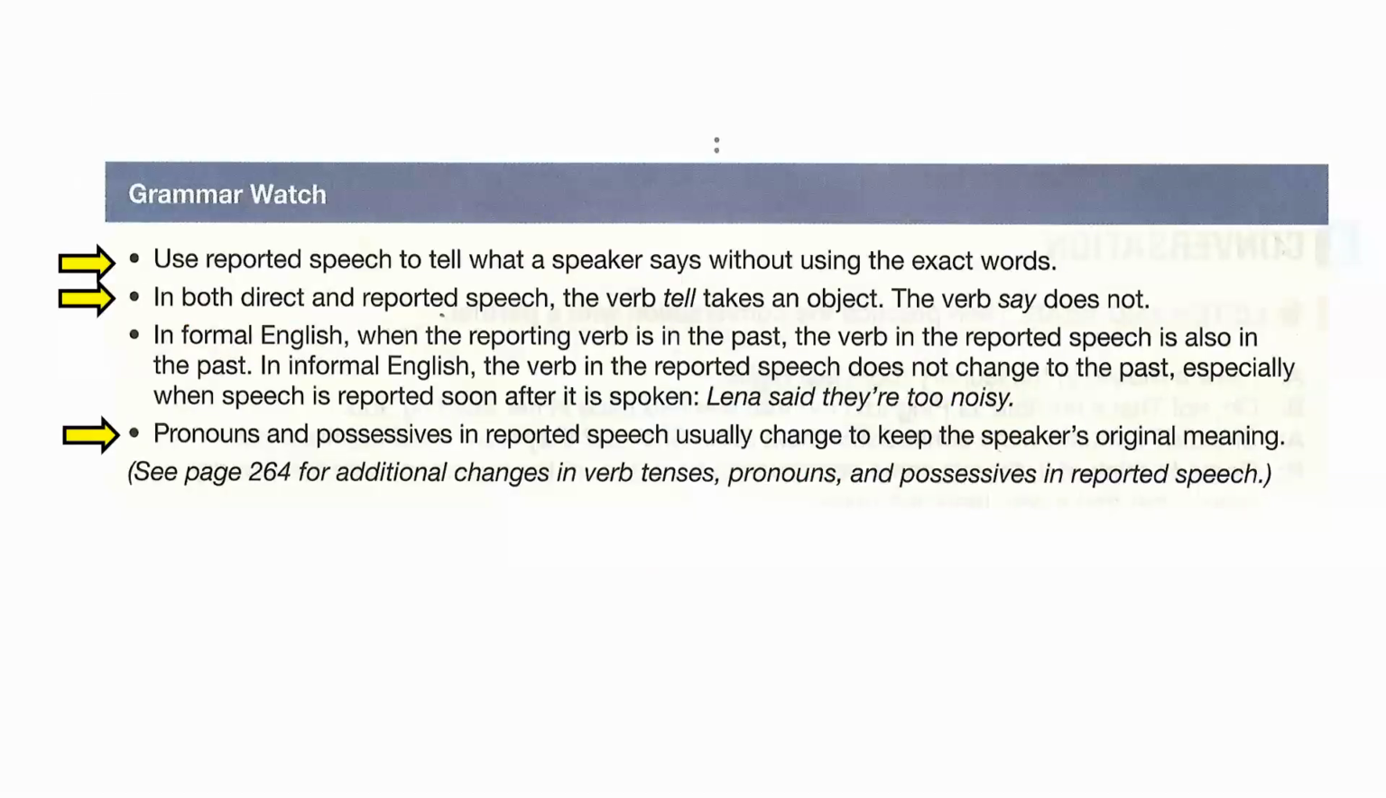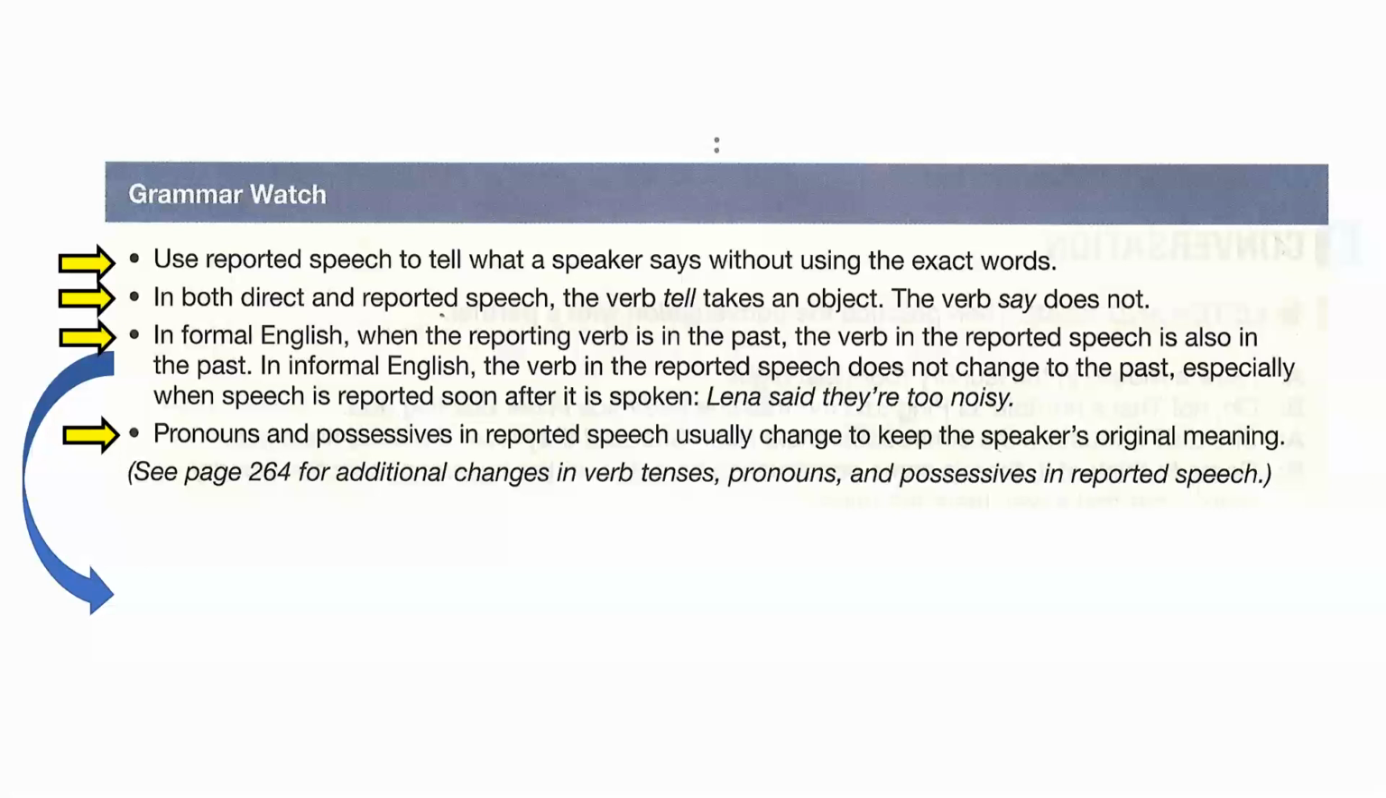So there's one more thing that you need to pay attention to, and this is kind of a complicated explanation, but it talks about the past and the present. Let's start with the first sentence here. In formal English, when the reporting verb is in the past, the verb in the reported speech is also in the past. And let's just stop there. So if I'm going to say, he said, she said, he told me, she told me, with those words said and told, that's the reporting verb.